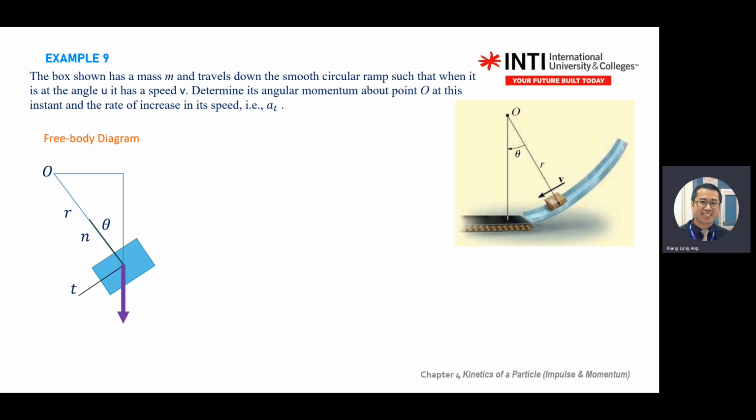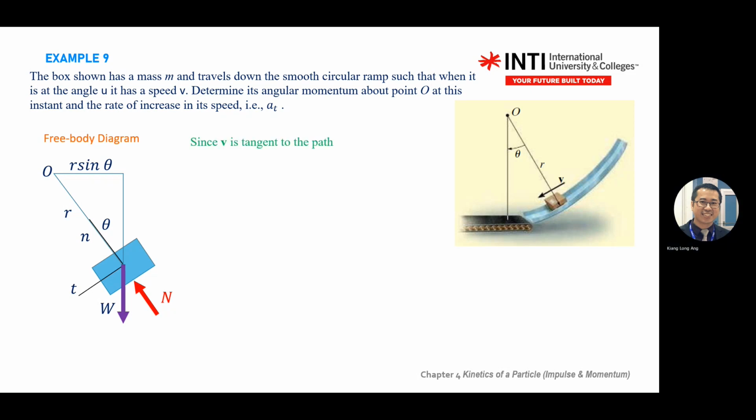Right. Then you put in the weight, always go down vertical, and the normal, and what else? You can split your R into x-axis and y-axis. Okay, x-axis and y-axis. So you know that your V is tangent to the path because it's a curve, right?